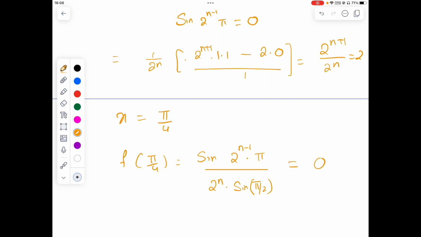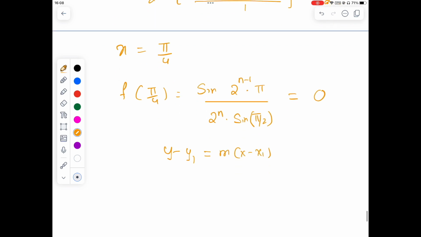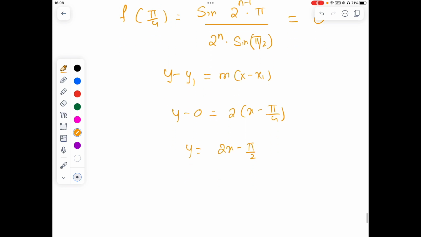So 0 by anything is 0. So then I use y minus y1 equals m times x minus x1. So y minus 0 equals 2 times x minus pi by 4. So y equals 2x minus pi by 2. Then I further multiply it out: 2y equals 4x minus pi. So 4x minus 2y minus pi equals 0.